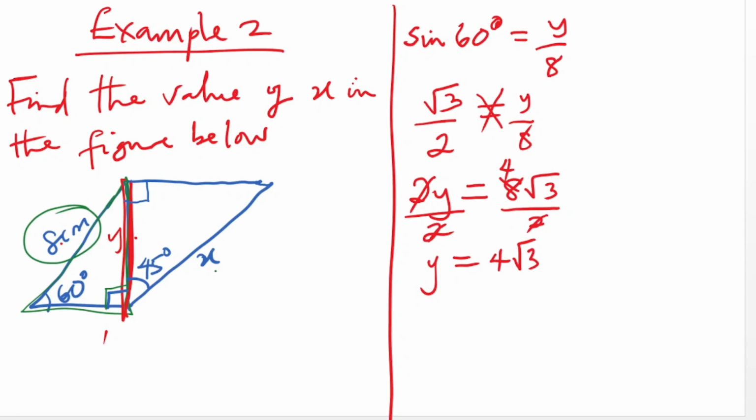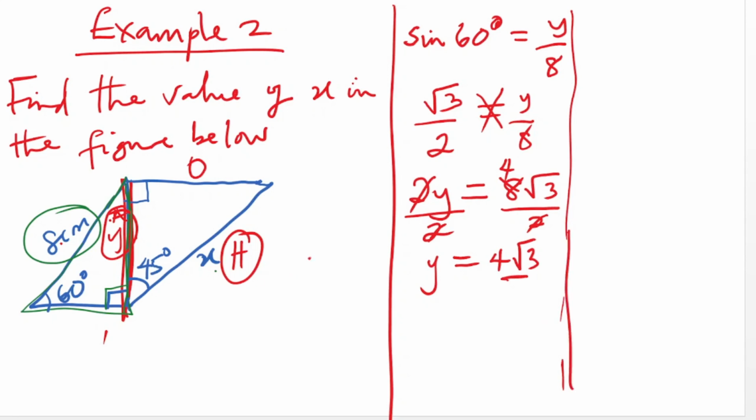So we can then use this to find the value of x. You can see what we have here. This is opposite, this is hypotenuse and this is adjacent. So we have a, we are looking for h, and we know the value of a, which is 4 root 3. So we're going to make use of cos, because a and h include cos. That means we're going to have cos 45 degrees equals a, which is 4 root 3, all over h, which is x.